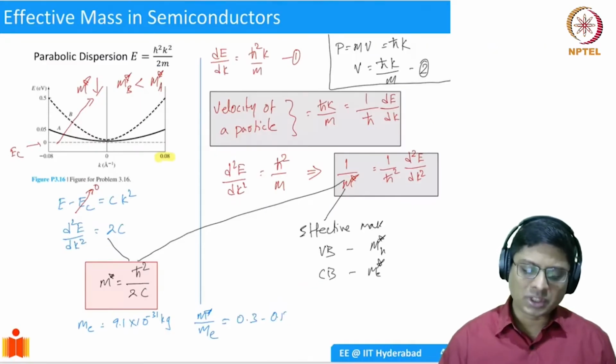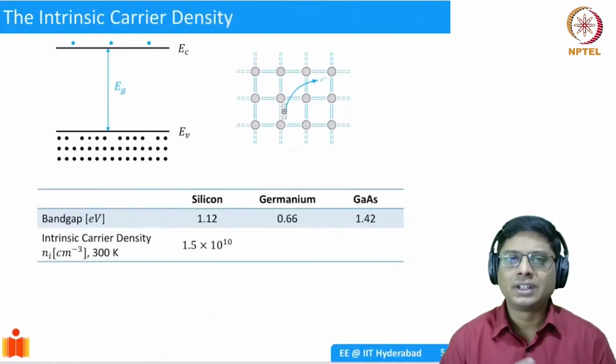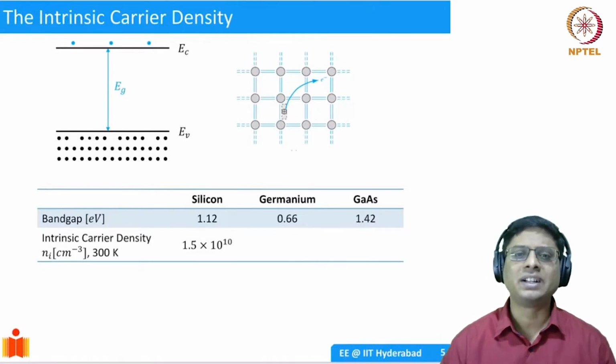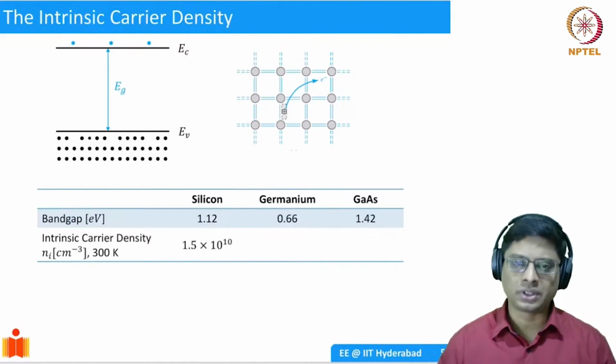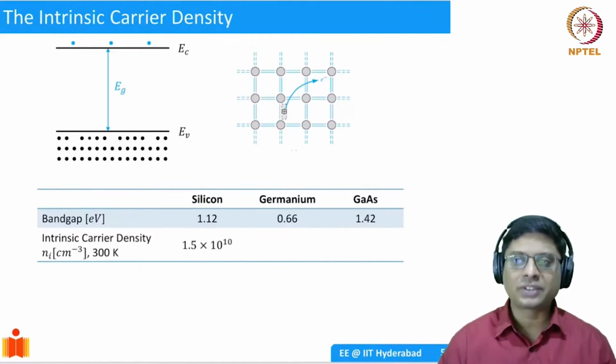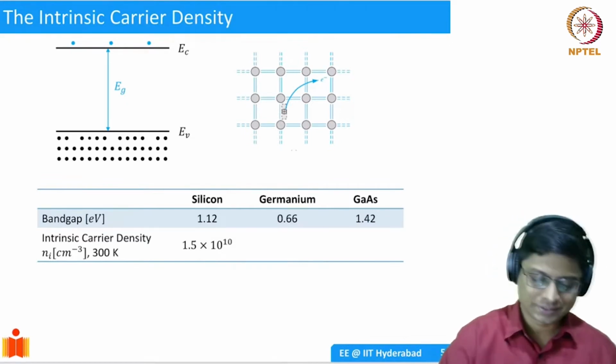So now we also want to talk about a few more properties. That is, we have already mentioned this, intrinsic carrier density. We said that when you have the semiconductor and it has a band gap, as we increase the temperature, there are these electrons and hole pairs produced, right? We have talked about it at length. Now, the question I'll ask is, how many electron hole pairs are produced?